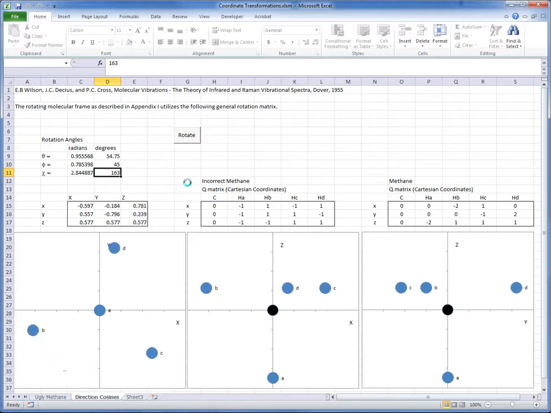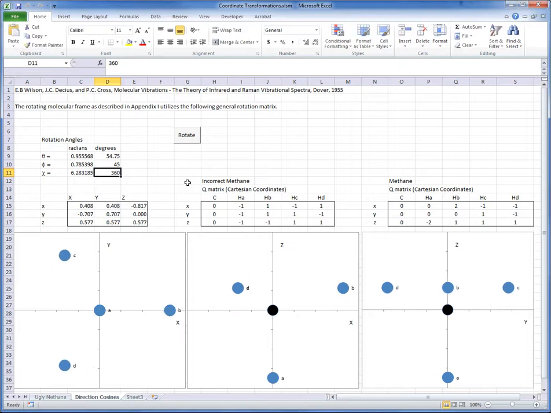And you can see the threefold symmetry is preserved, and using these three angles, theta, phi, and chi, we can rotate the molecule around any arbitrary axis.